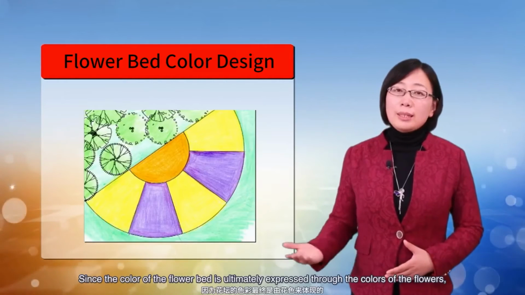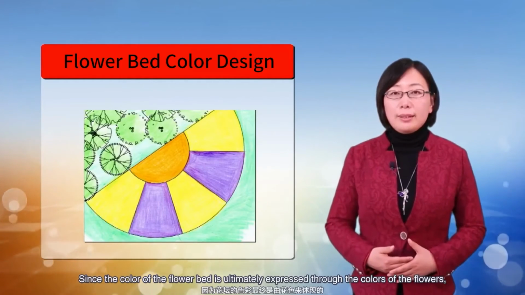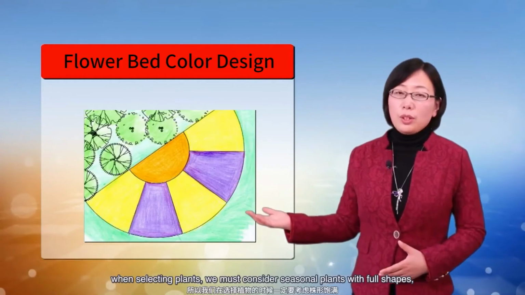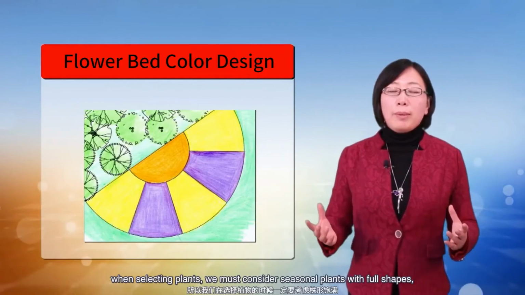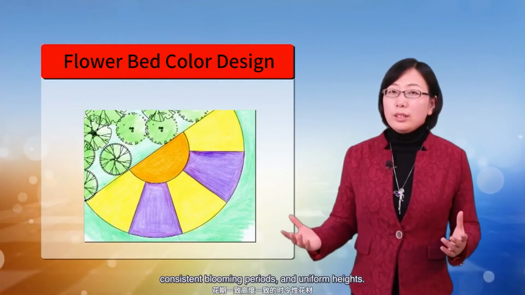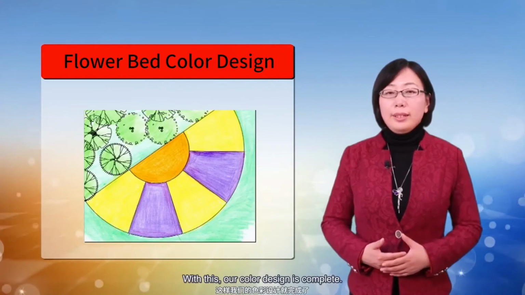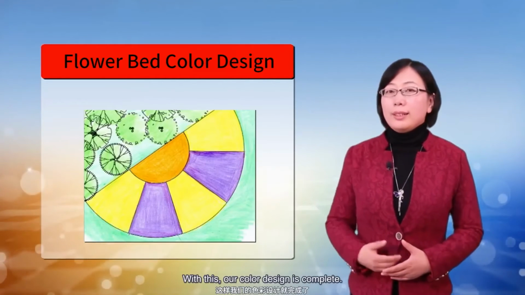Since the color of the flower bed is ultimately expressed through the colors of the flowers, when selecting plants, we must consider seasonal plants with full shapes, consistent blooming periods, and uniform heights. With this, our color design is complete.